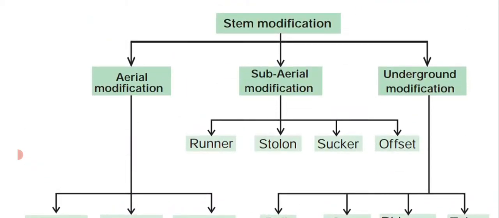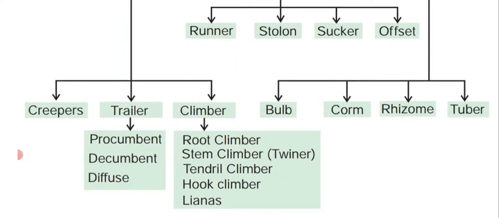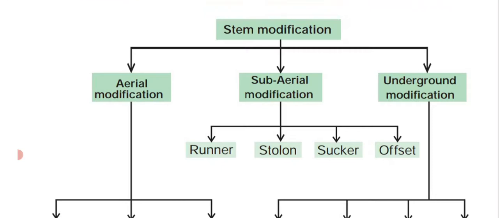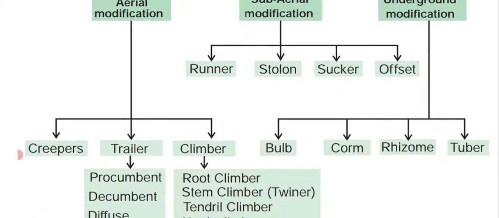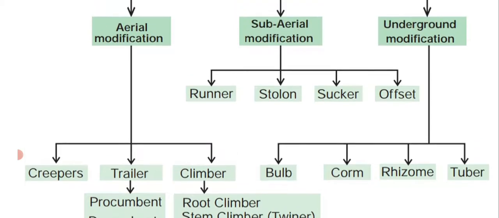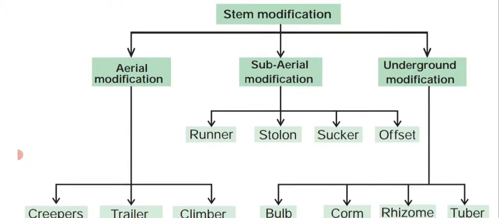Likewise, subaerial modification is divided into runner, stolon, sucker and offset. Underground stem modification is divided into bulb, corm, rhizome and tuber. So this is the flow chart showing the stem modification. In this flow chart, aerial modification and its types we have seen in the previous video class. Now we are going to start the subaerial modification in this video.